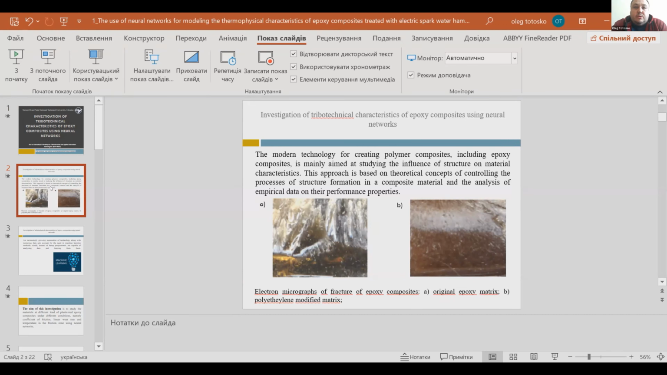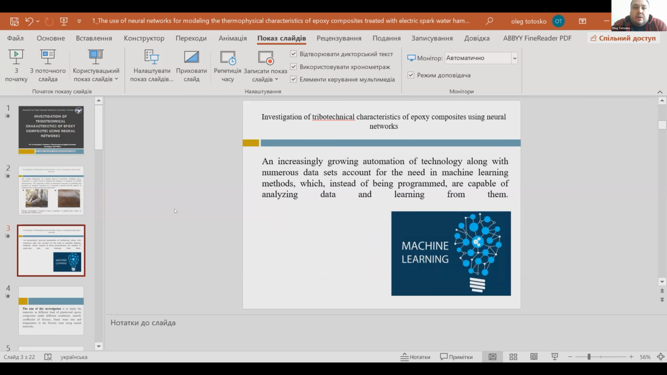Modern technologies of creating polymer composites, including epoxy composites, are aimed at studying methods of controlled, directed changes in the material structure parameters. The latter, in most cases, determine the physical, mechanical, and operational characteristics of epoxy composites. Methods of experimental studies are often complicated and expensive.